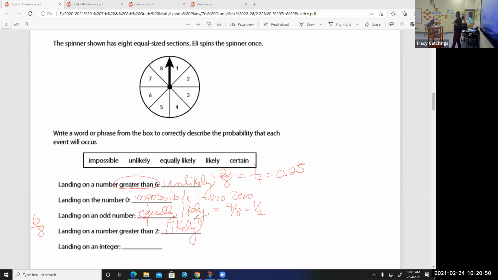And then we got landing on an integer. Why say that? Certain? That is correct. Integer is all numbers, positives and negatives, including 0. Any questions about it? Find the probability, give the characteristic. Change it to the decimal if we need to. We got it? All right.